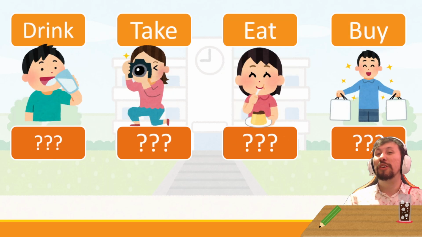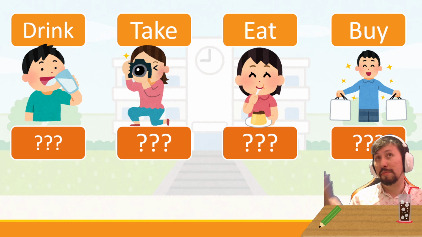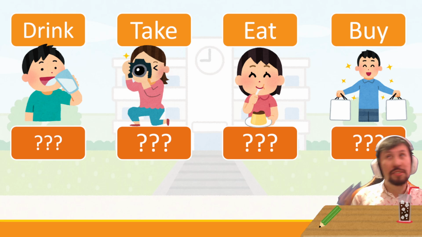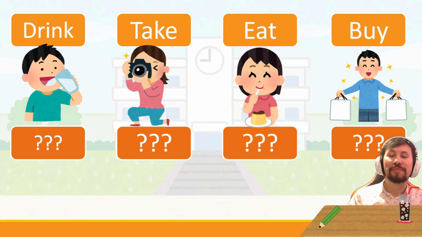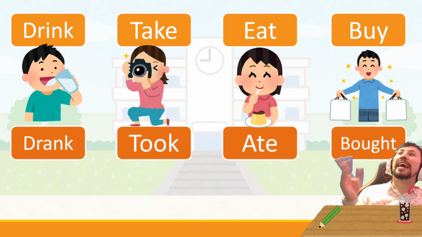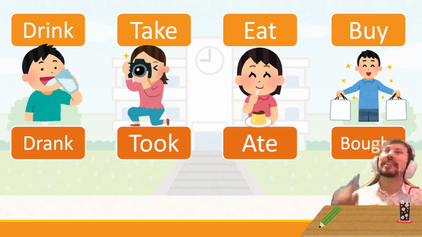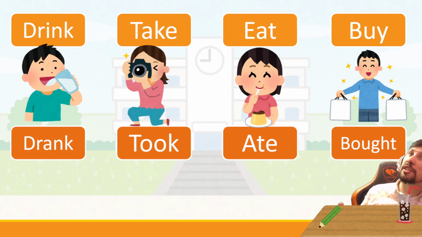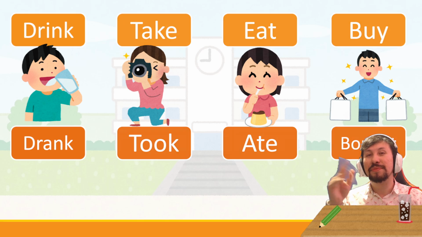Oh, we have some more. Look, we have 4 more. These are also very common in English. Drink something, take something, eat something, buy something. Do you know these ones? I'm going to show you. Drink becomes drank, take becomes took, eat becomes ate, and buy becomes bought. Nice work, yes. So these are irregular verbs.